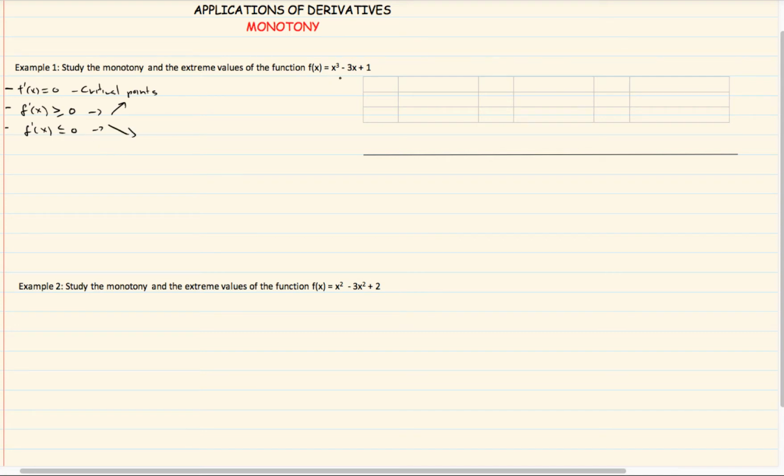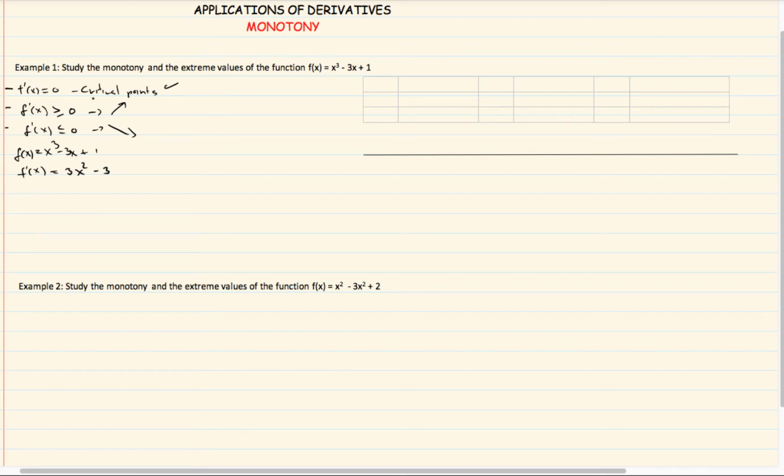So now we have our function f of x equals x cubed minus 3x plus 1. The first thing to do is to apply these propositions. So we find the derivative of this function. This is just the power rule. So we have 3x squared minus 3.